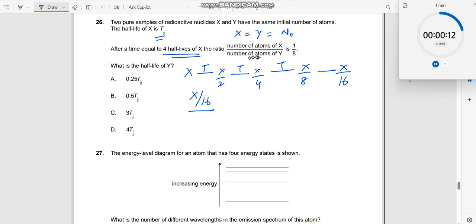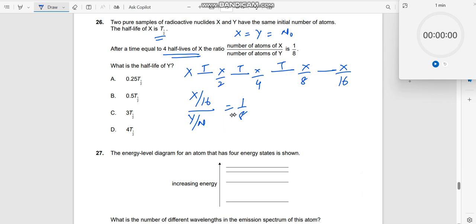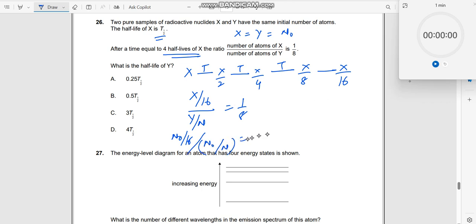But I do not know how much Y will reduce, because I do not know the half-life of Y, which we need to find. So I will just say this will now become Y divided by N. I do not know the value of N here, that we need to find, which is equal to 1 by 8. Since X is equal to Y equal to N0, I can write this as N0 by 16 divided by N0 by N is equal to 1 by 8. N0 and N0 cancel away, which is nothing but N by 16 equal to 1 by 8. N should be equal to 2.